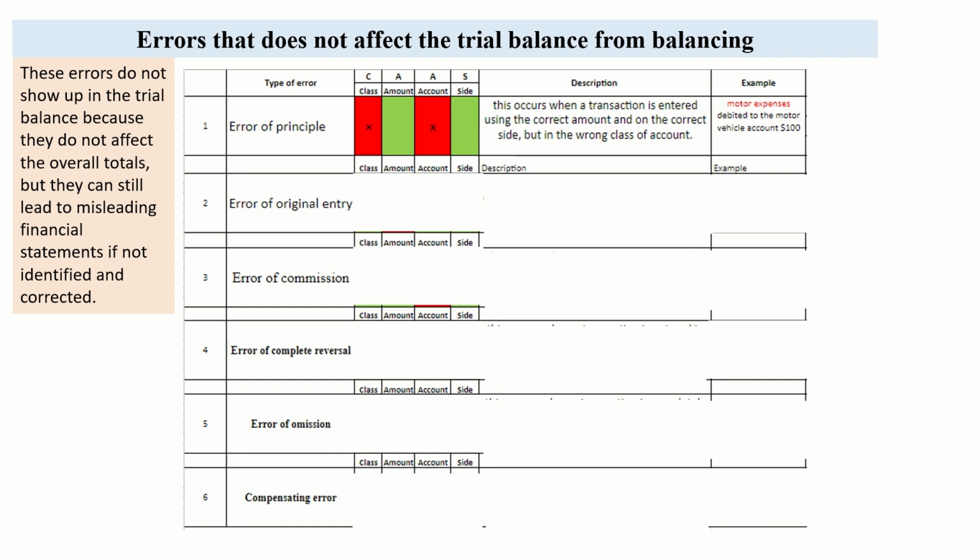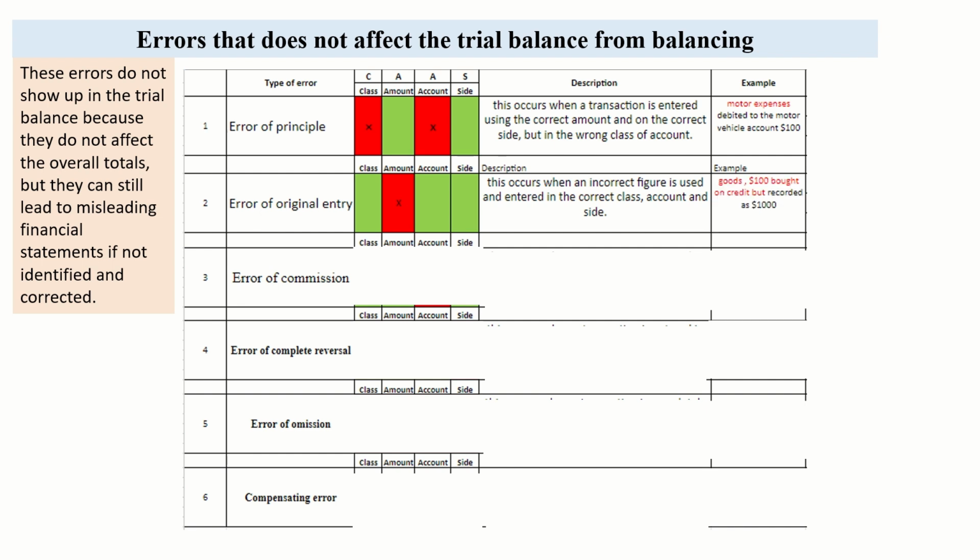Error of original entry. This is when a transaction is entered in the correct class, correct account, correct side, but with the wrong amount. Let's look at an example. Goods of 100 pounds bought on credit but recorded as 1000. So this indicates the wrong amount is entered in the double entry system.